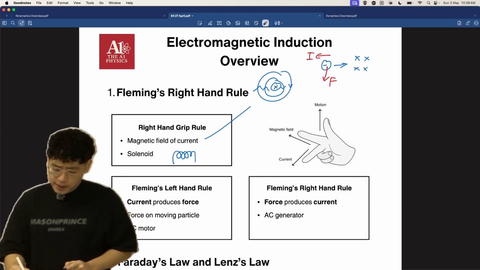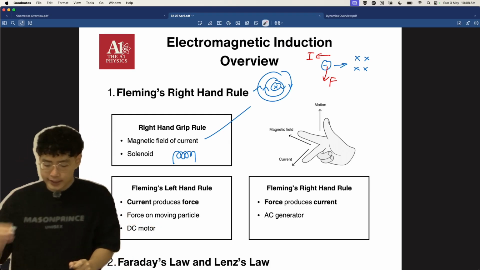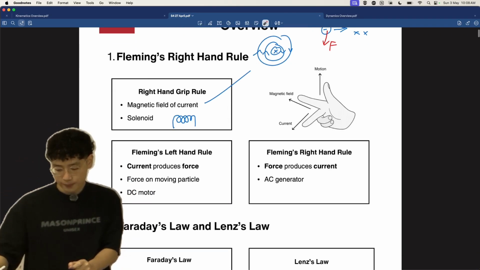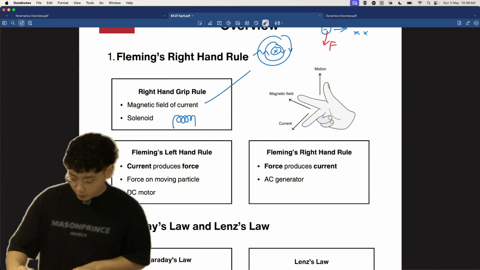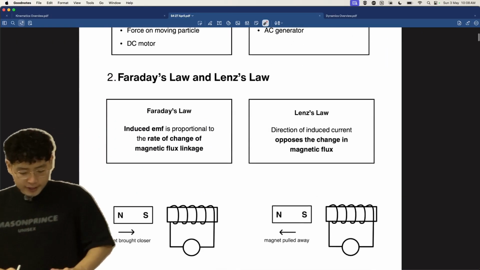Okay, of course for DC motor, we use Fleming's left-hand rule. AC generator, we use Fleming's right-hand rule. So that's a summary of when to use each of the rules. Right. Next thing is Faraday's law and Lenz's law.